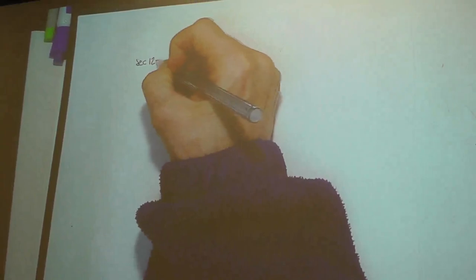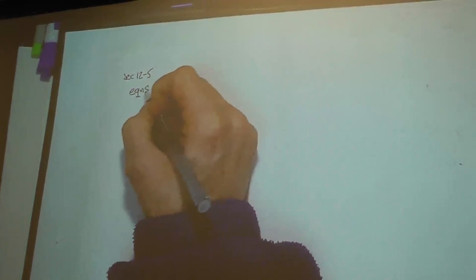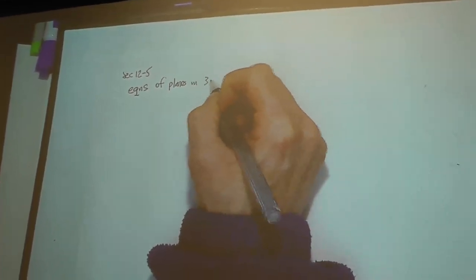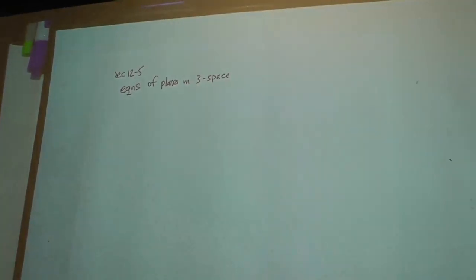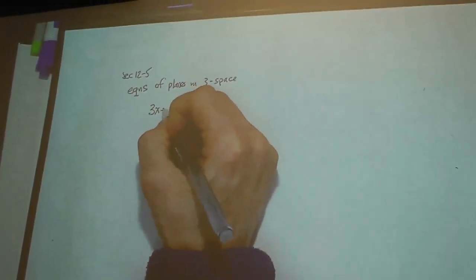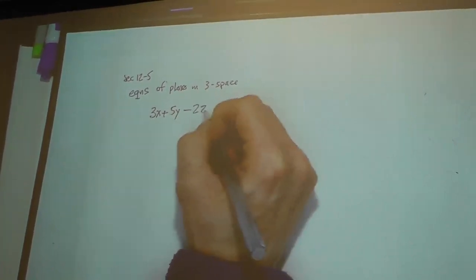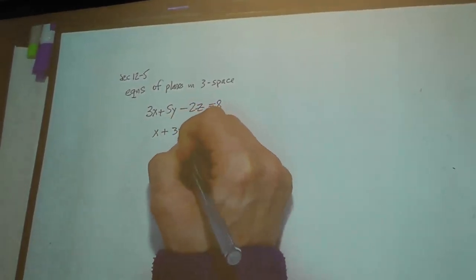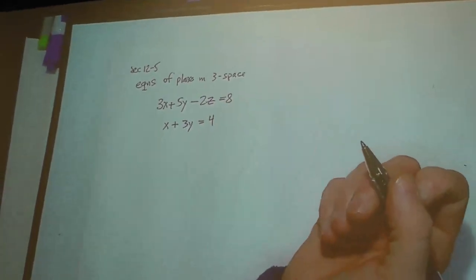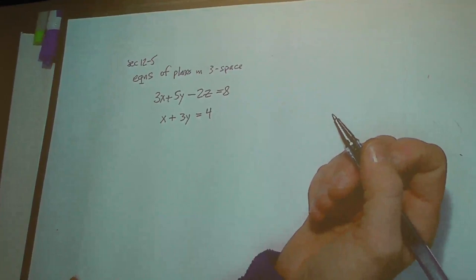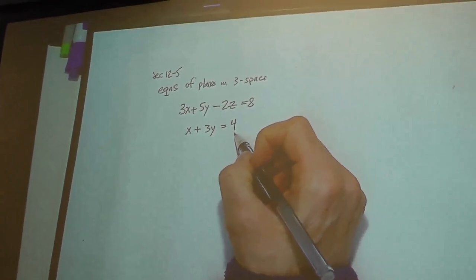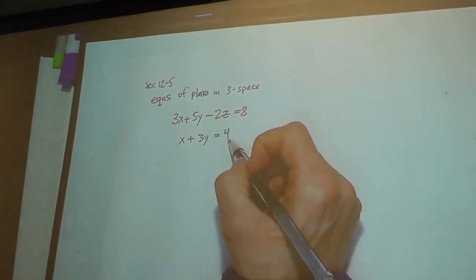Section 12.5. So this section is going to cover equations of planes in free space. So as I mentioned, you get equations like this. That's the equation of a plane. You get an equation like this, and by context, I'd have to know, is this a line? If it was in two dimensions, this would give you a line. In three dimensions, it becomes a plane. I have complete freedom to choose what z is.